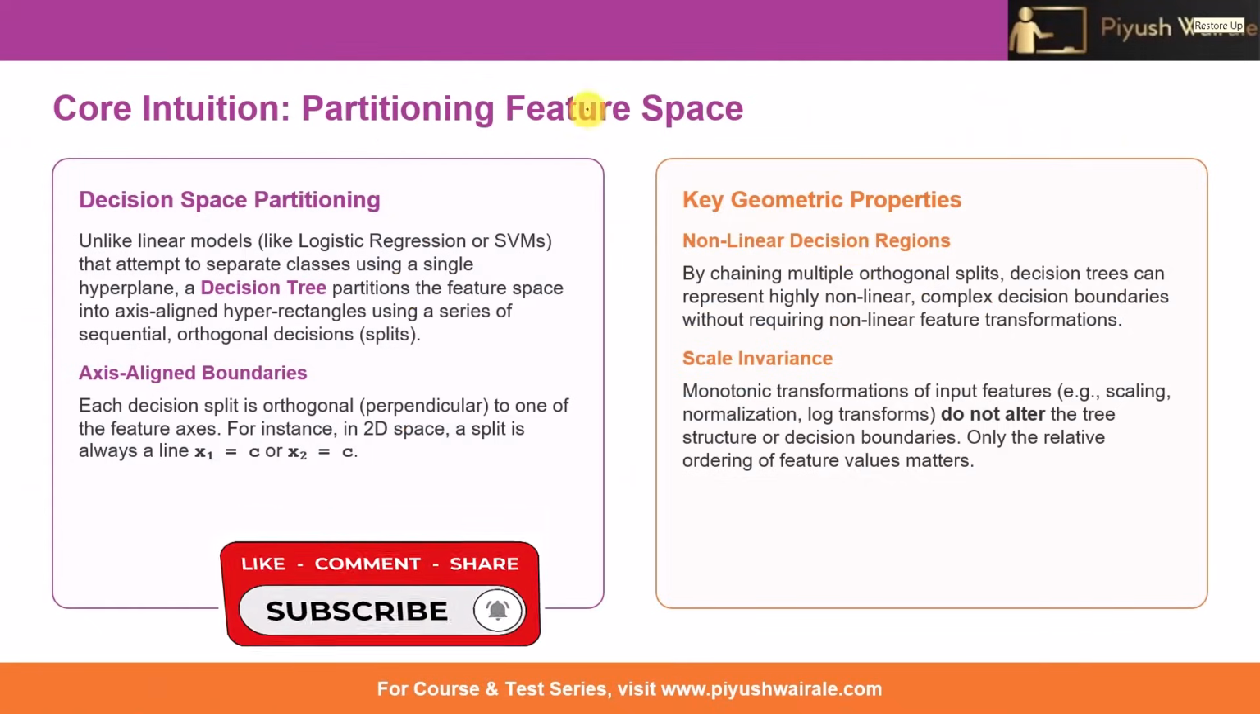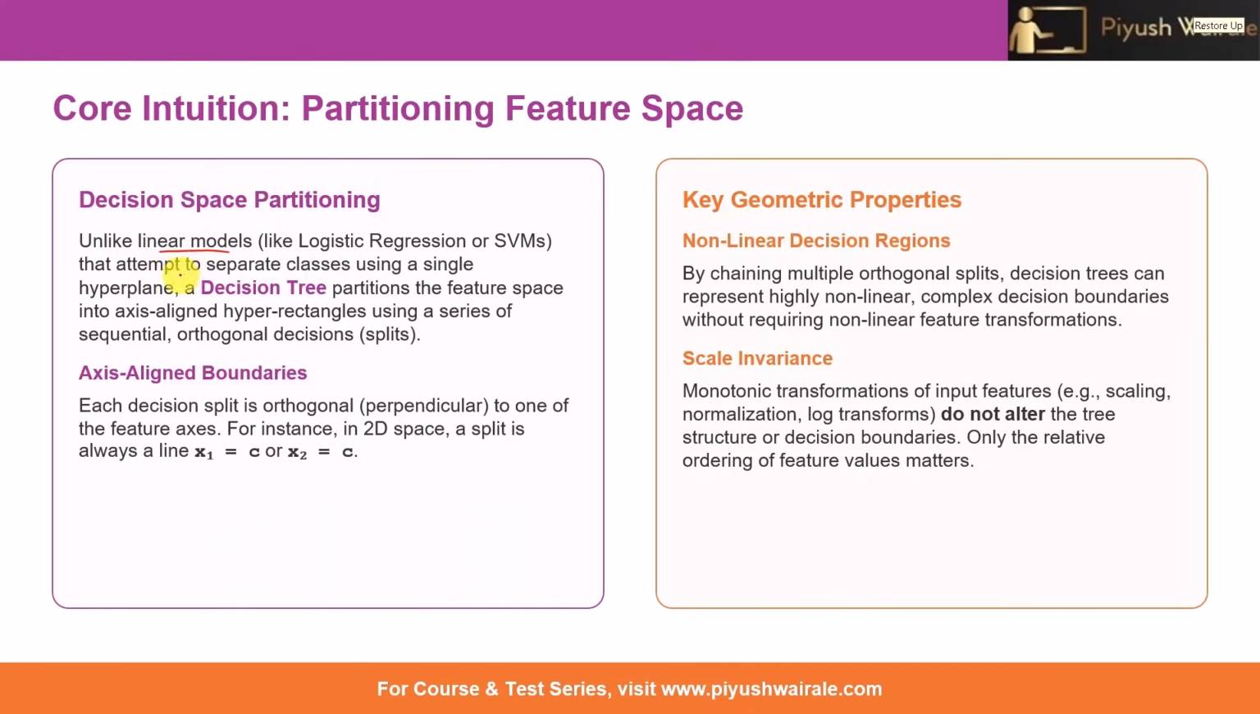So the core intuition is partitioning the feature space. Unlike linear models that attempt to separate classes using a single hyperplane. If you remember, in the linear models we try to find one linear decision boundary, that can be a hyperplane, a line, a plane, and we want to separate the data set using a single linear boundary. But a decision tree partitions the feature space into axis-aligned hyperrectangles using a series of sequential orthogonal decisions.